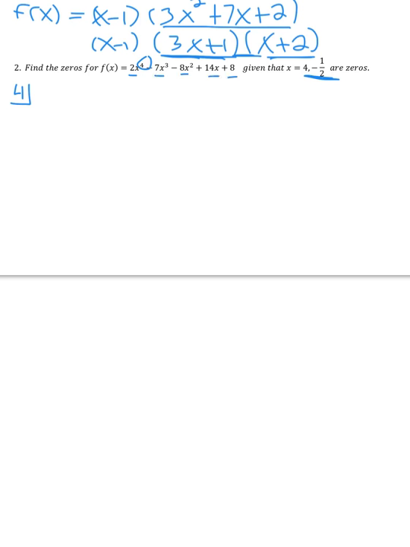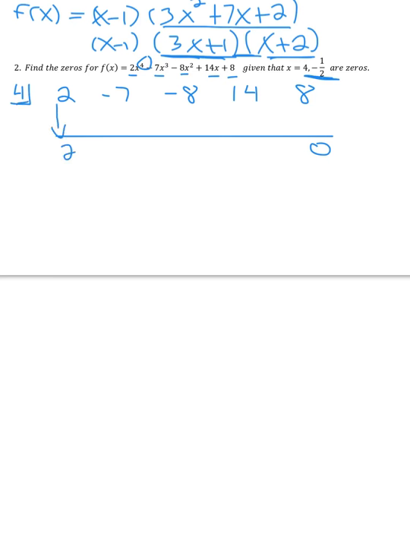So it has to be in order from highest degree to the constant. So we have what? 2x to the 4th, negative 7x cubed, negative 8x squared, 14x, and 8. Okay, and I should get this remainder to be 0. If I don't, then I did something wrong. All right, we're going to bring down this 2, right?